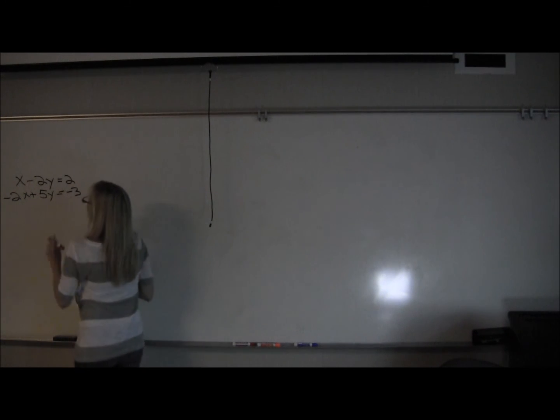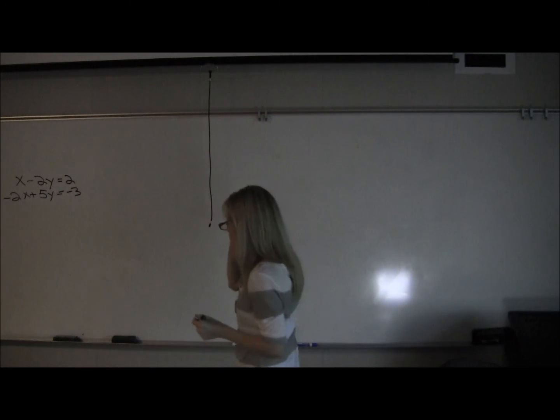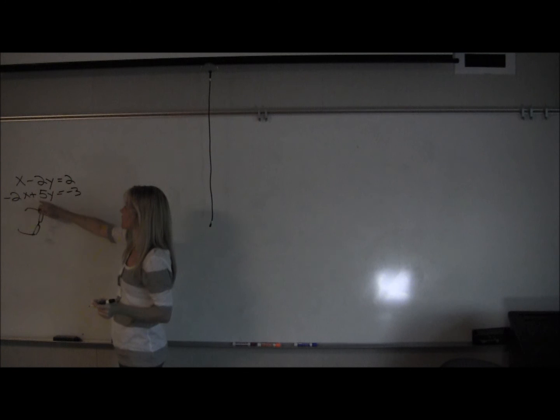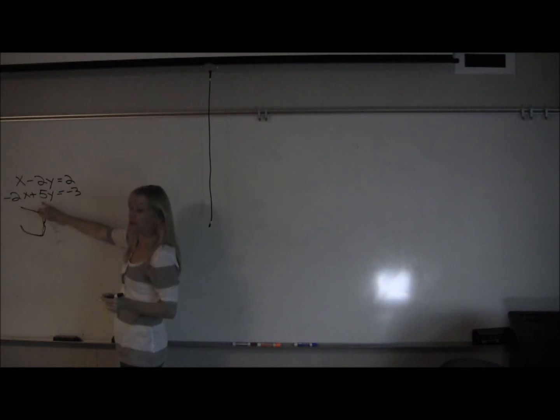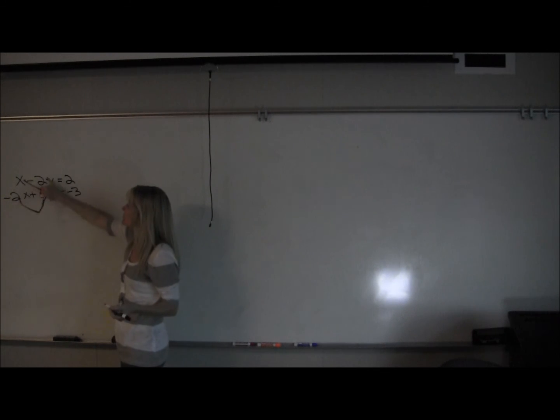Negative 2x plus 5y equals -3. So linear combination, sometimes they call this the elimination method. You're eliminating one of the variables. So what you need to do is multiply one or both of the equations by some number, which gives you an equivalent equation. And you do it in such a way that then when you add the equations together, one of the variables goes away.